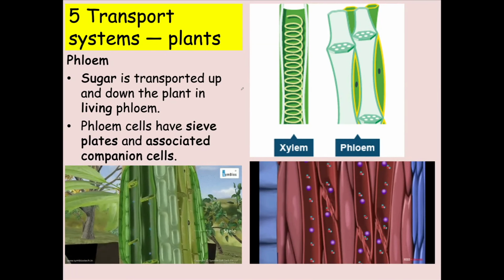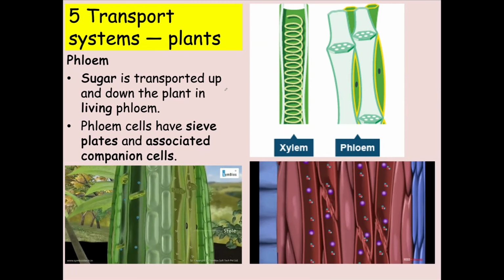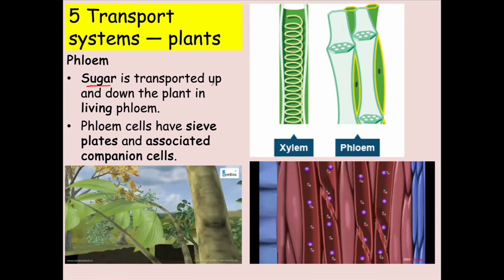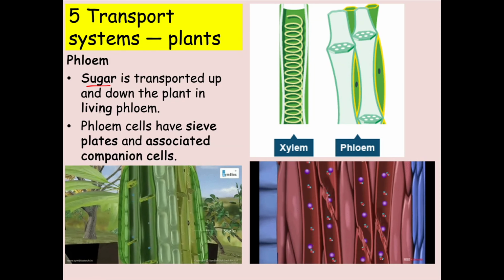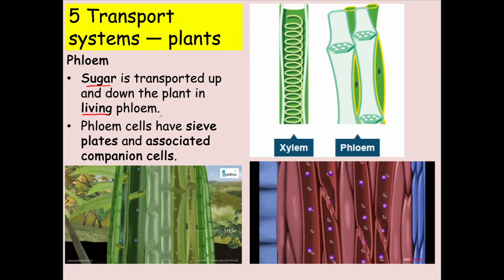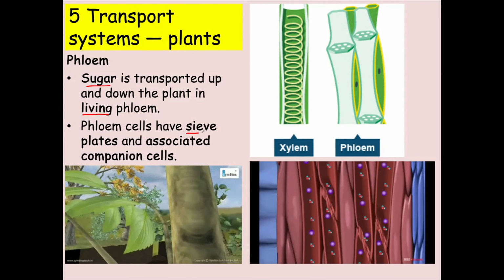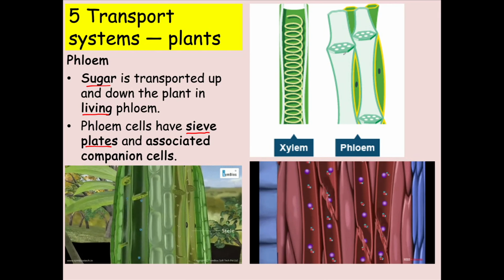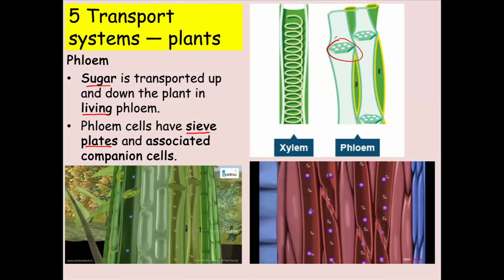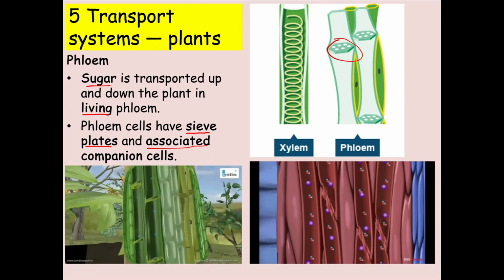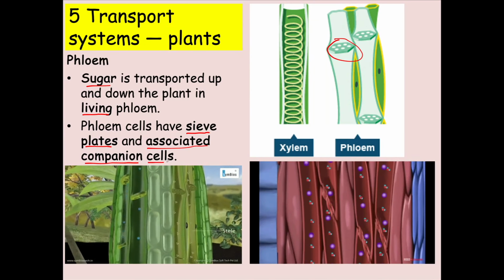The phloem, on the other hand, that's the other vessel that we find within the stem, transports sugar. Okay, now sugar can be transported both up and down the plant in these living phloem cells. Now, phloem cells are interesting because they have two parts to them. They have sieve plates, okay, and you can see the sieve plates here in this diagram. They look a little bit like a sieve. And they also have associated companion cells. That's all you really need to know at National 5 level.